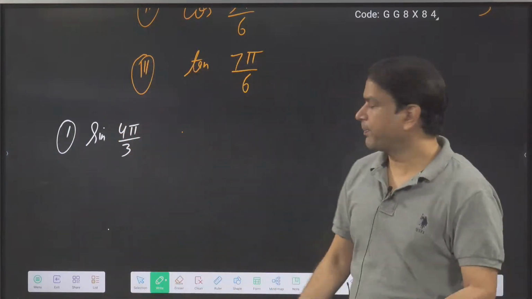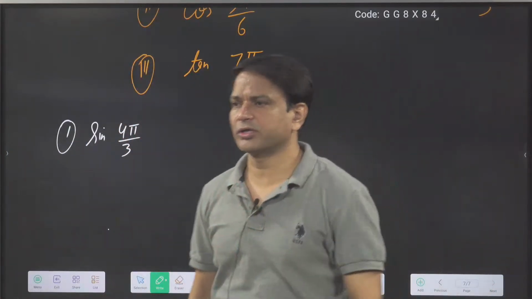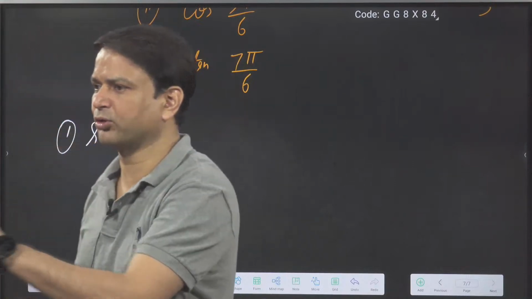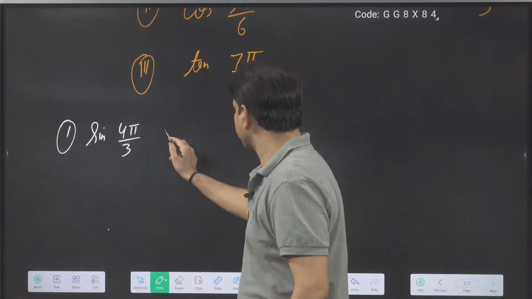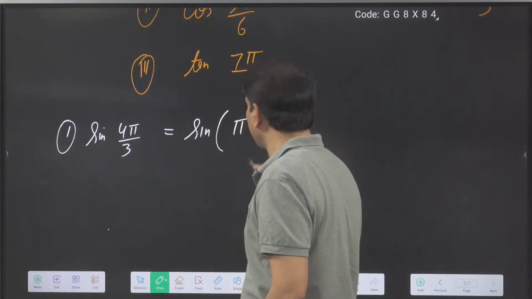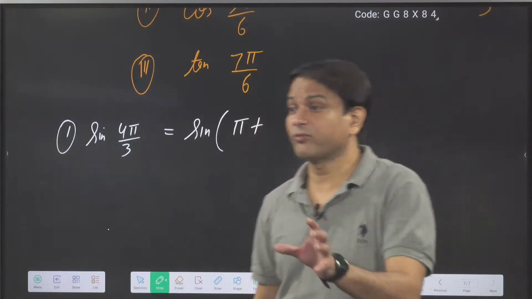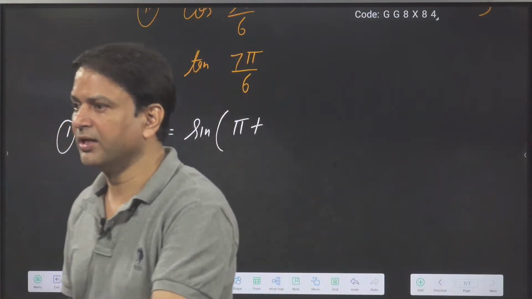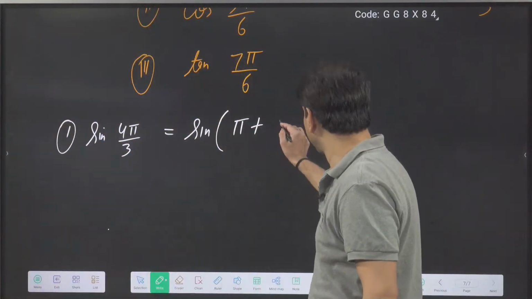Okay, 4 pi by 3, how can I split it? It is more than pi, so I will separate the pi, and then see how much remains. Sine 4 pi by 3, I can write as sine of pi plus... 4 by 3 is 1 plus 1 by 3. So I can write it as pi plus pi by 3.